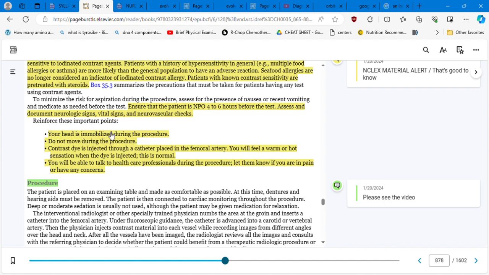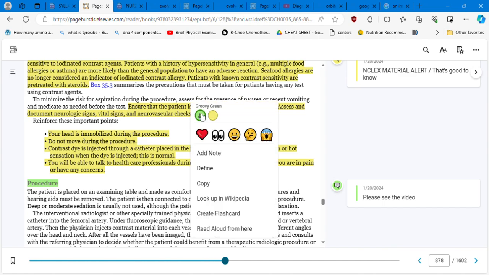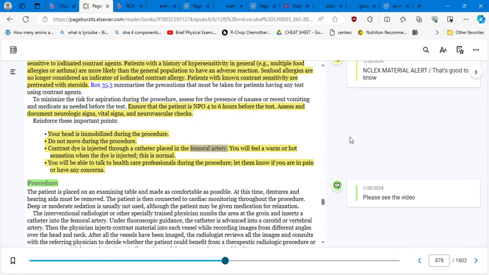Your head is going to be immobilized. You don't move during the procedure. These are the indications to the patient. Your contrast dye is injected through the catheter placed in the femoral artery. When we mention femoral artery, we have to identify this artery as a high alert care. A patient bleeding from the femoral could die.